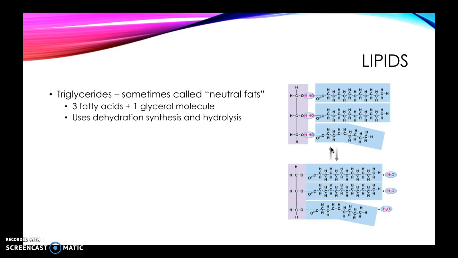There are several different types of lipids. The first type we will talk about are triglycerides, or sometimes called neutral fats. A triglyceride is one glycerol molecule and 3 fatty acid molecules put together. When these are being joined, the process of dehydration synthesis is being used, and hydrolysis is used to break apart this molecule. So we have a glycerol molecule and then 3 fatty acids. And notice that we have two saturated fatty acids and 1 unsaturated fatty acid in this example.